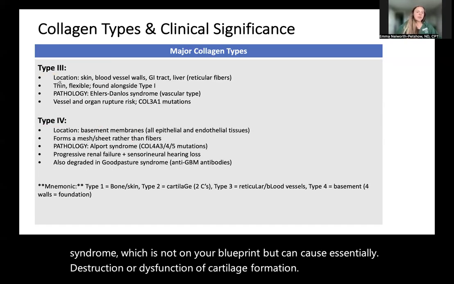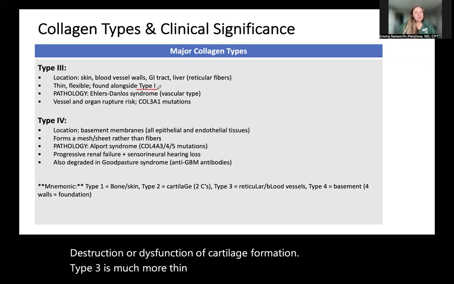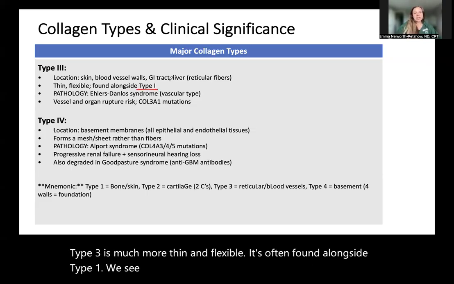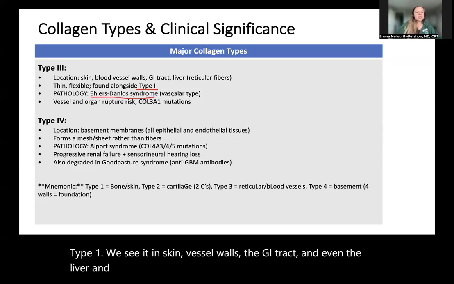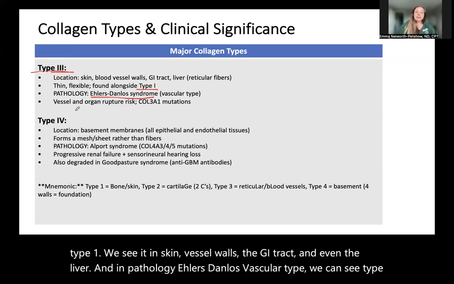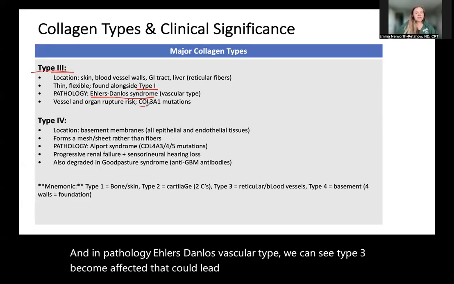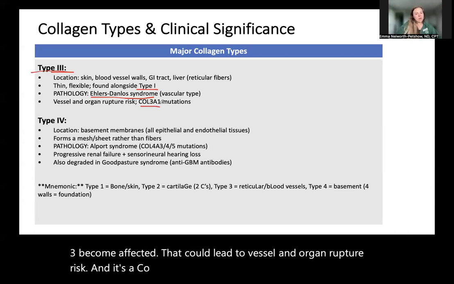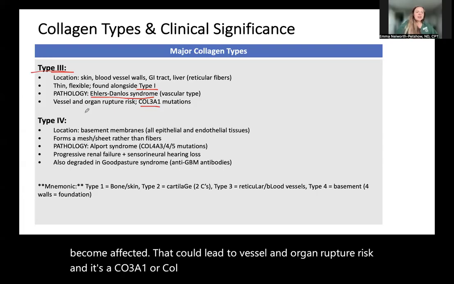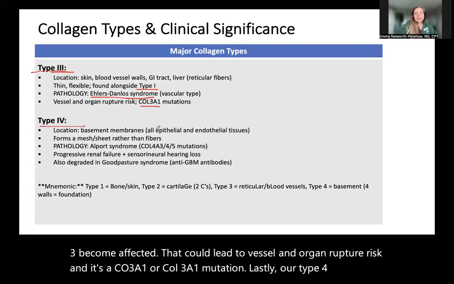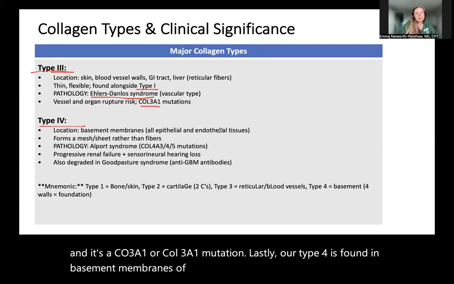Type 3 is much more thin and flexible. It's often found alongside type 1. We see it in skin, vessel walls, the GI tract, and even the liver. And in pathology, Ehlers-Danlos vascular type, we can see type 3 become affected. That can lead to vessel and organ rupture risk, and it's a COL3A1 mutation.